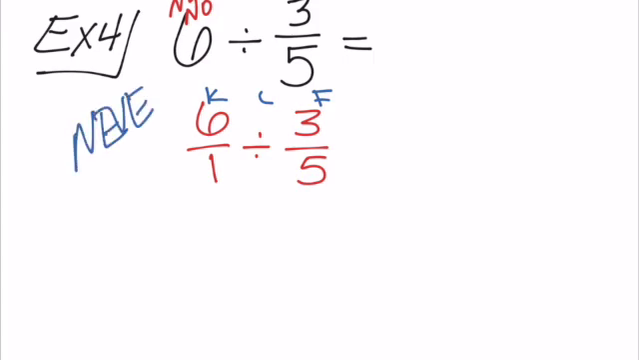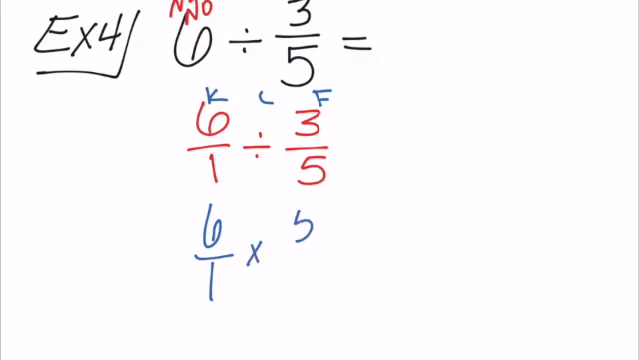All right, now we can do our keep, change, flip, because it's dividing, and we should never, ever divide. Never. Okay, so let's go ahead. Keep, change, flip. Let's keep our first one, 6/1. Change your dividing to multiplying. Flip the next one, so it's now 5/3.